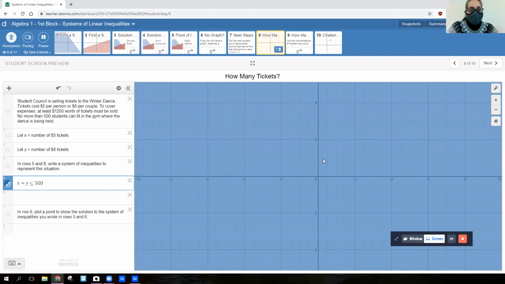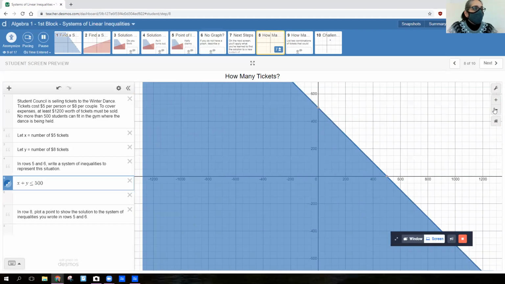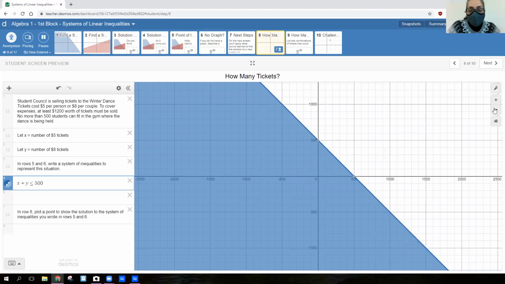Holy cow, that looks like it fills up my entire screen. So that means we need to zoom out a bunch because it's 500. We have to be able to see 500 on our graph. So just keep hitting that minus sign until you start seeing your line. Okay. All right, nice. Good job.